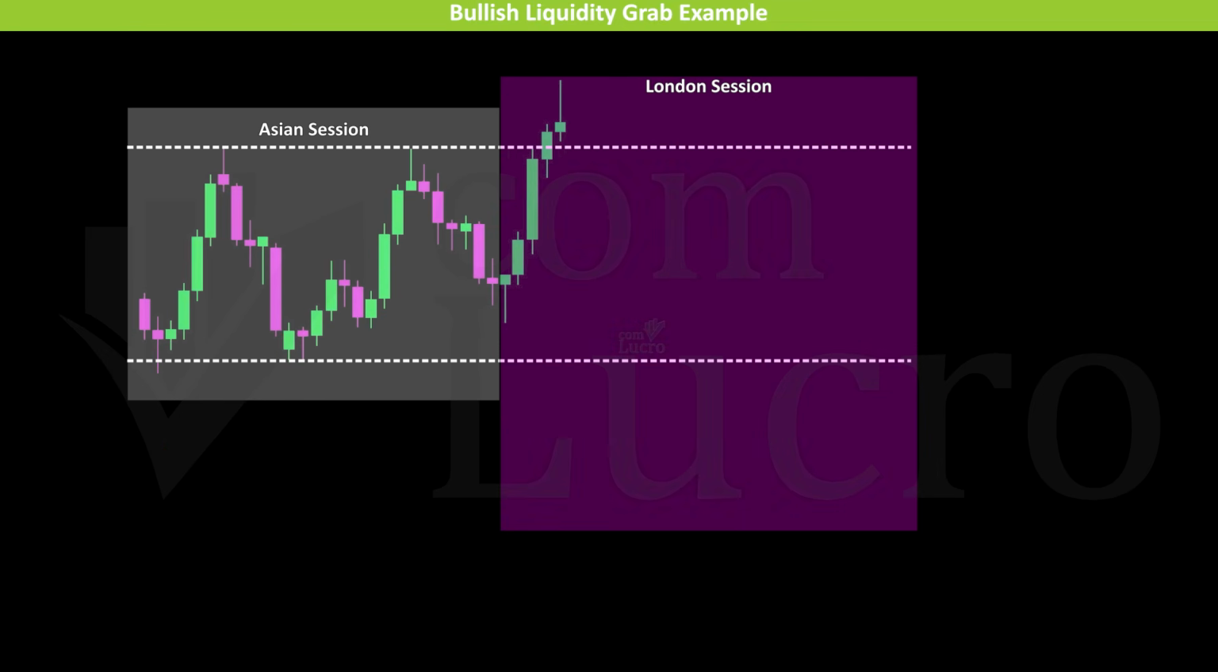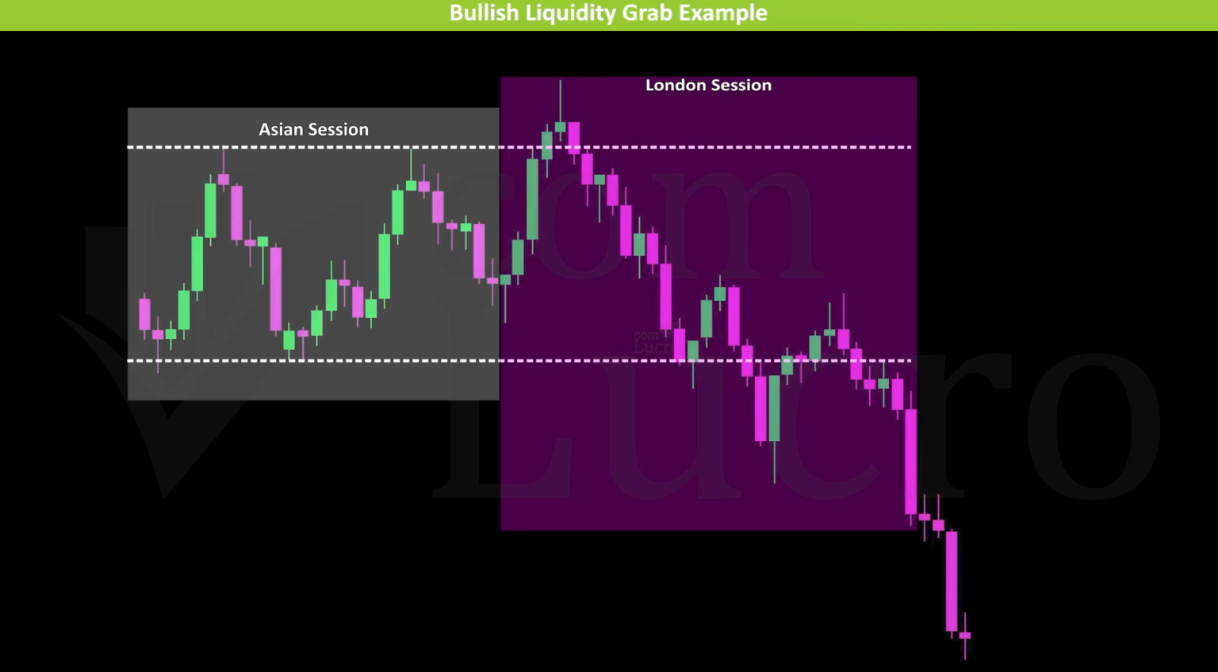This pattern is often a strong sign that price is likely to move in the opposite direction. For example, if price sweeps above the Asian high during the London Open, but then quickly closes back below the level, it shows that buyers were trapped. This creates an opportunity for short setups, expecting price to reverse and move downward.